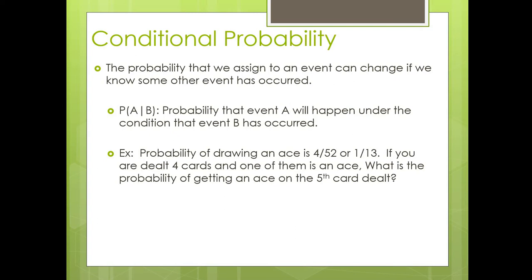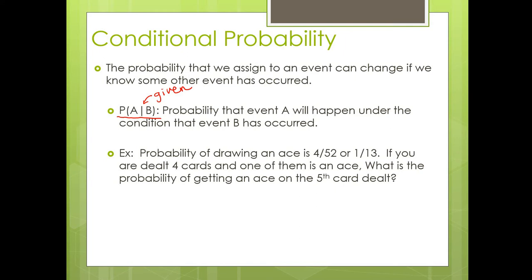Then we have conditional probability, and it's a new notation maybe for some of you, and that is: what's the probability given that we know something else has happened? If we get an extra piece of information, does it change the probability? It's written as P of A given B. This line you can say as "given." What that means is the probability of A occurring given that we know B has happened.